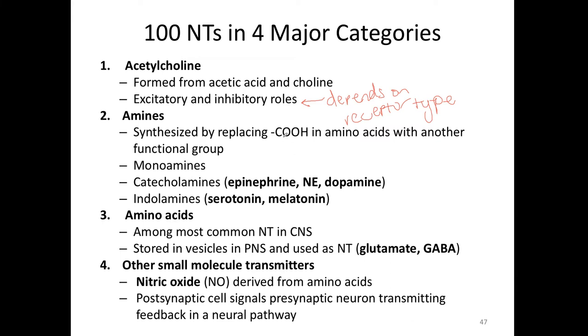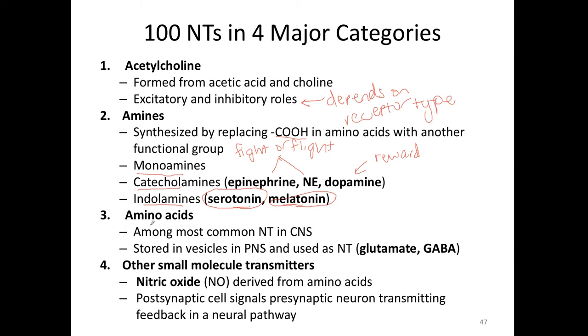Amines are synthesized by replacing the carboxyl group in amino acids with another functional group. So monoamines are one, catecholamines are another group, and indolamines are serotonin and melatonin. This one regulates mood and vasomotor tone, and this one regulates circadian rhythms and sleep, and it may be cytoprotective, meaning anti-cancer. These ones are fight or flight. And this one is part of the brain's reward center. So it's a chemical gift that your brain gives to you for doing something it considers good.